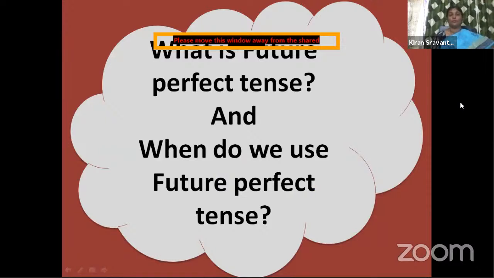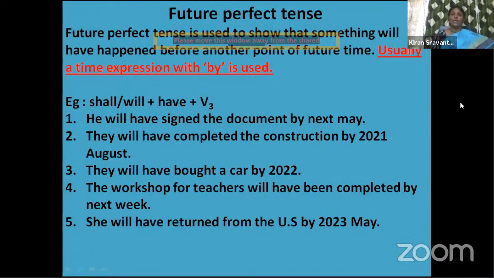And coming to future perfect. What is future perfect tense? And when do we use future perfect tense? Future perfect tense is used to show that something will have happened before another point of future time. It seems a little typical, but it's easy when you put in your efforts to understand it. Future perfect means by so and so point of time, in future, so and so action will surely come to an end.